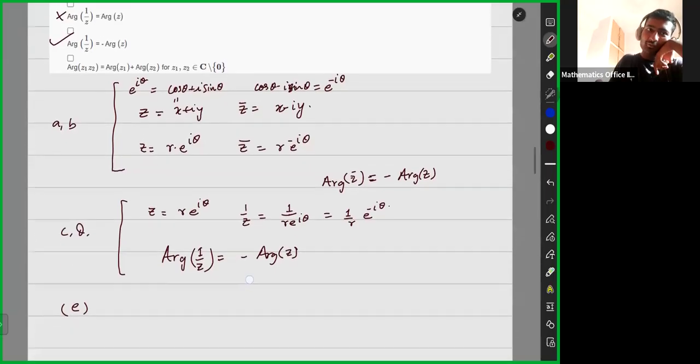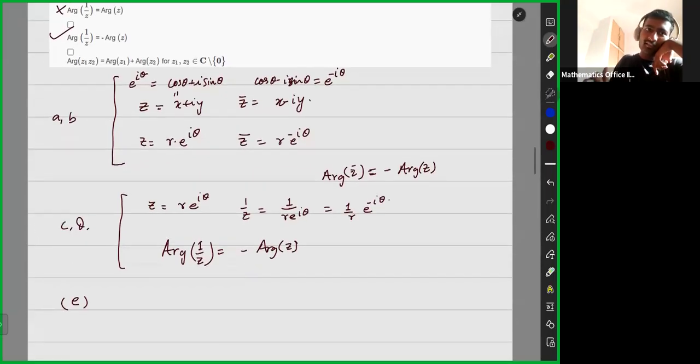Argument of z1 times z2 is the sum of the arguments of z1 and z2. I think it is not correct, right? Because argument is a well-defined function only when we restrict our argument inside minus pi and pi. If you just put it in naively, it looks true, right?